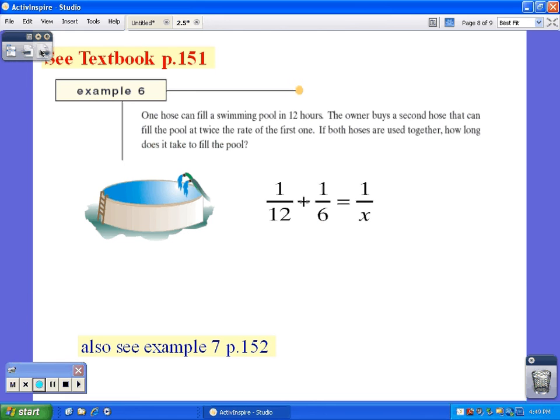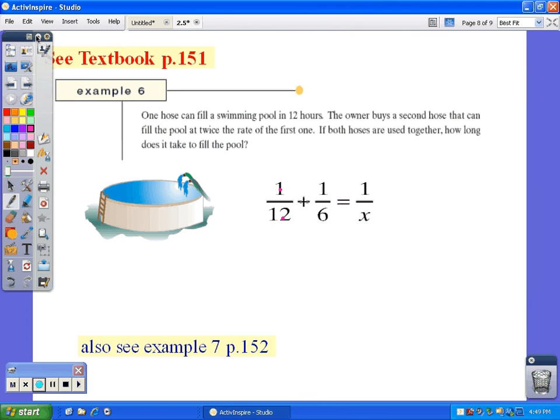Now, what we need to look at is what can they do in 1 hour. If one hose can do it in 12 hours, then in 1 hour it's going to get 1/12 of the job done. If the second hose can fill it at twice the rate, that means it only takes 6 hours to do it, and then it would be 1/6. Now, how much of the job is done in 1 hour together would be 1/x. So to solve this, we'll multiply everything by the least common denominator, which is 12x.